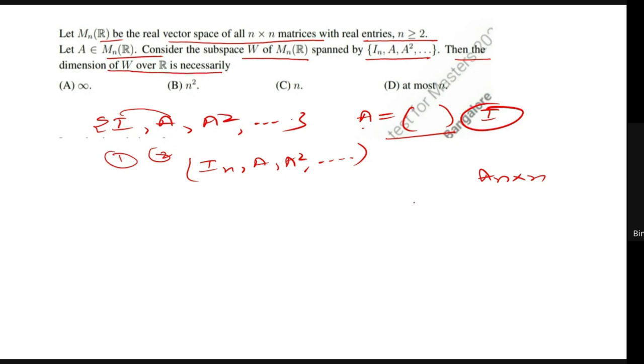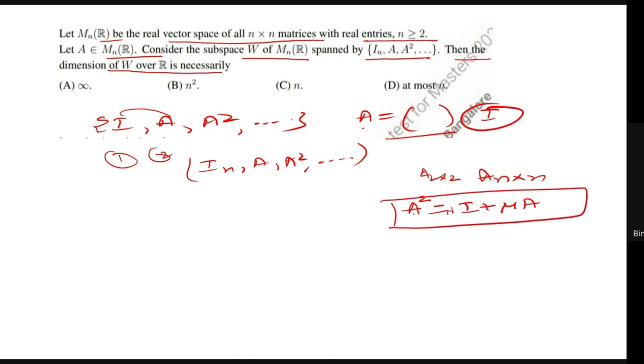You are familiar with the characteristic equation. Whenever A is 2 cross 2, A square is always a linear combination, say lambda I plus mu A. Whenever there is a 2 cross 2 matrix, its characteristic equation is in the form of A square, and A square can be written as a linear combination of I and A. So the dimension in this example can be at most 2, 1 or 0.